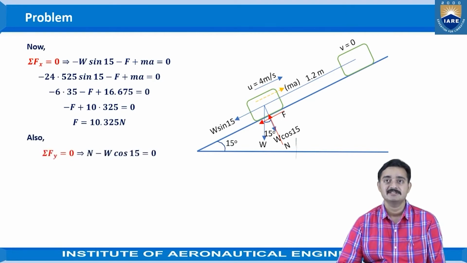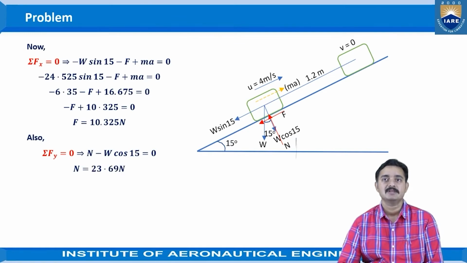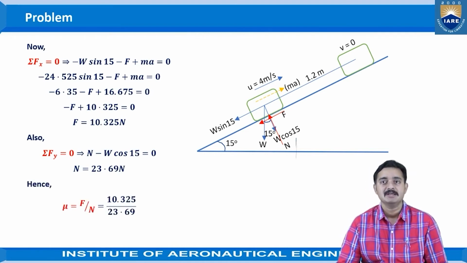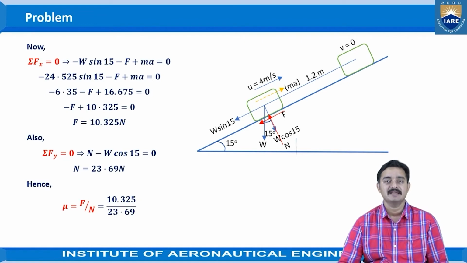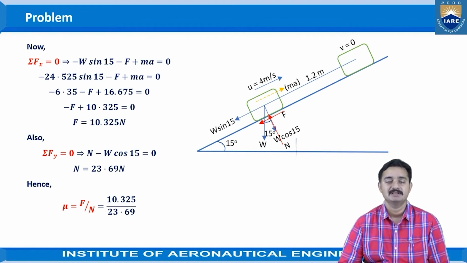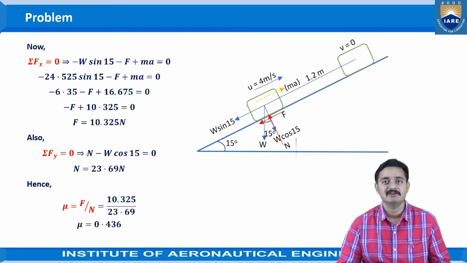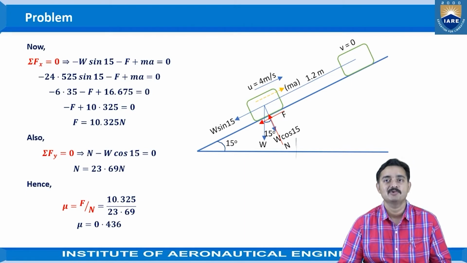Also, sigma Fy is equal to 0. That is, all the components normal to the plane equal to 0. That we obtain as N minus W cos 15 is equal to 0. So, from this, the normal reaction N can be obtained as 23.69 newtons. Hence, mu can be obtained as F by N. The coefficient of friction equation is mu equals F by N. When you substitute the values, you get the coefficient of friction as 0.436. So this is the coefficient of friction value for the given system.